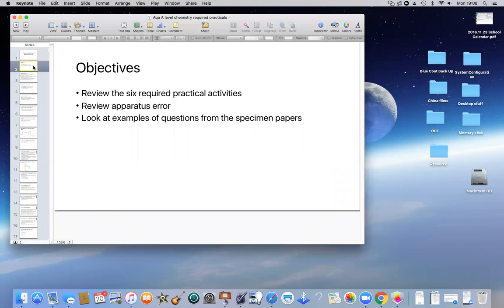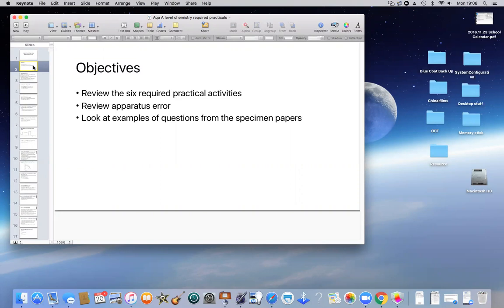So we're going to begin by just going through the 6 required practical activities for AS Chemistry. I know there are people who are a little bit unsure of how apparatus error works, so we'll run through a few examples of that. And we'll look at some examples of questions from the specimen papers.